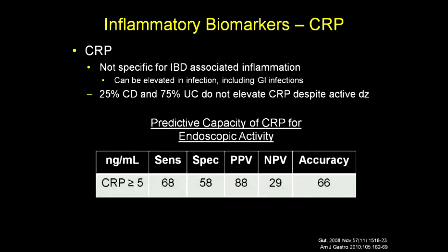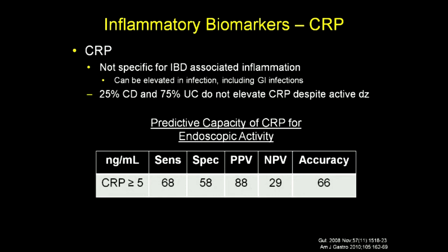The other one we use is CRP, and importantly, this is not specific for IBD. It's increased in infections, in particular GI infections. The other important piece, which we drive home to our fellows, is that up to 25% of Crohn's patients and 75% of ulcerative colitis patients do not ever bump their CRP. So CRP is only useful if you know for a fact that when they flare, their CRP goes up, and when they're better, their CRP comes down. If you check it on somebody you don't have that data on, it's useless.